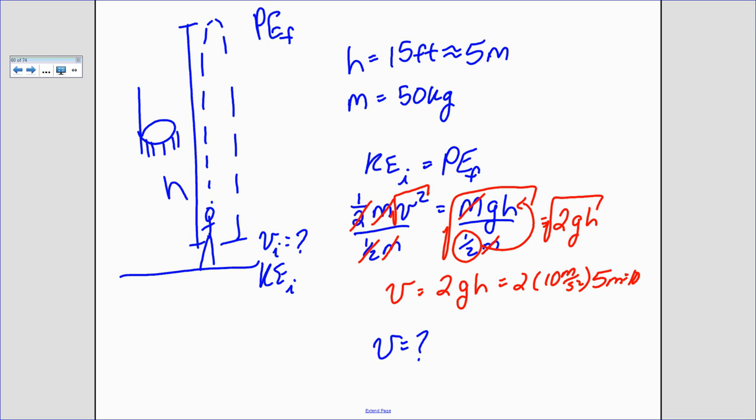Well, that can't be right. Did I do that right? Oh yeah, square root of, yes, thank you. The square root of 2gh. So that's the square root of 100, which is equal to 10 meters per second. Yeah, 100 meters per second would be really fast. All right, 10 meters per second.